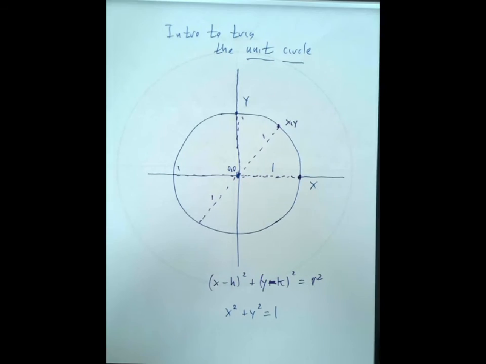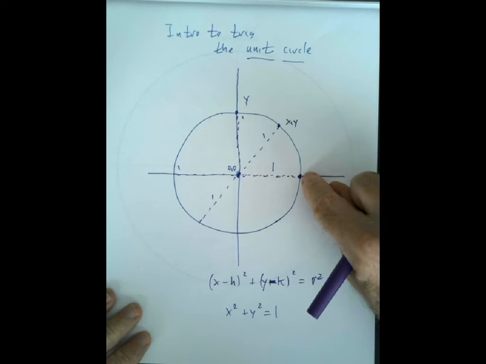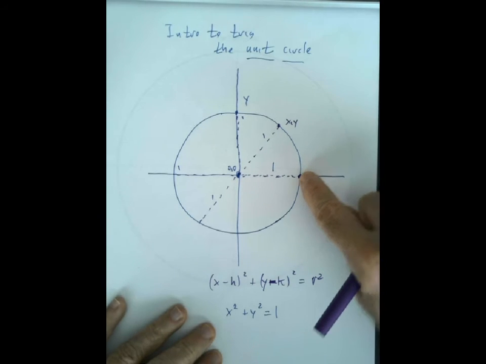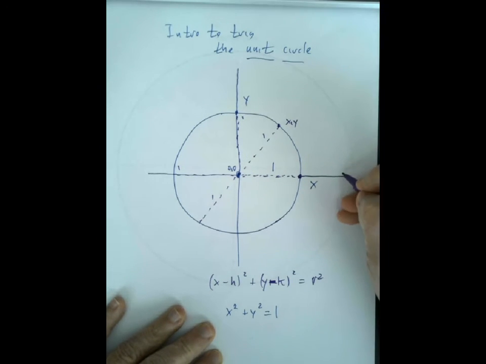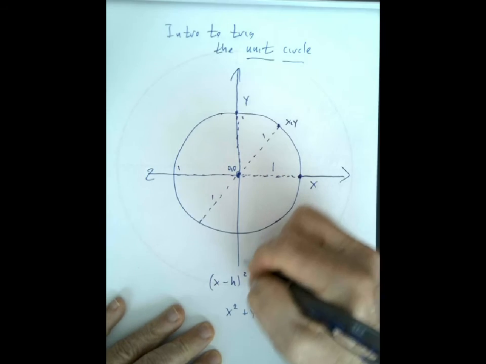Now because of that, because we know the radius is 1, we can actually say something about what the coordinates of the points on the circle have to be. So for instance, right here, out here on the x-axis, right? This is the x-axis and this is the y-axis, right?